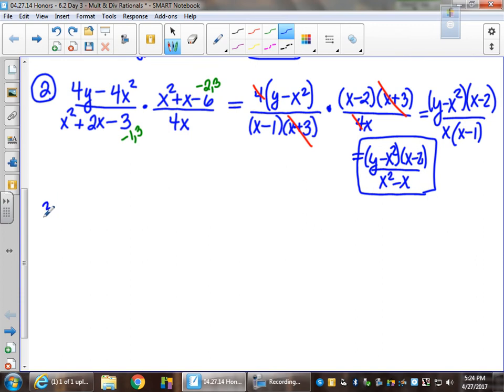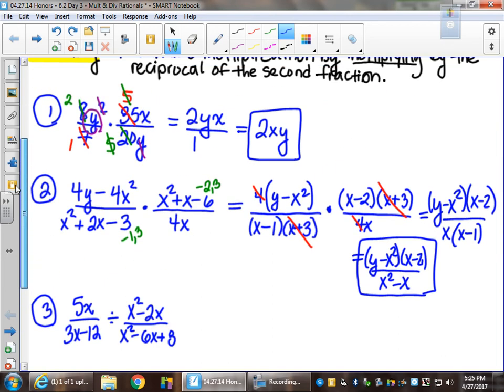Number 3, 5x divided by 3x minus 12, divided by x squared minus 2x, divided by x squared minus 6x plus 8. We are now working with division, so let's go read our strategy for division.